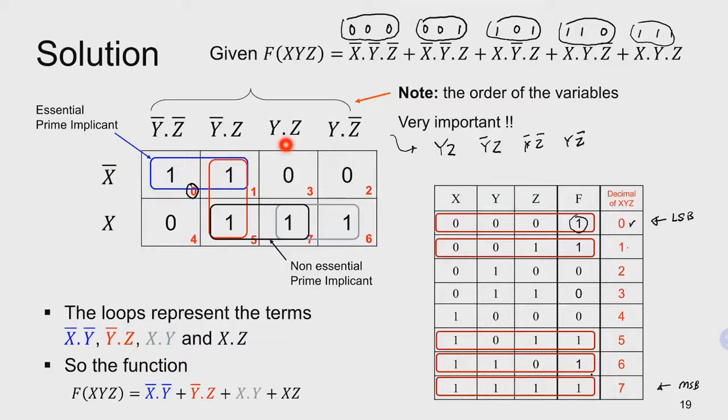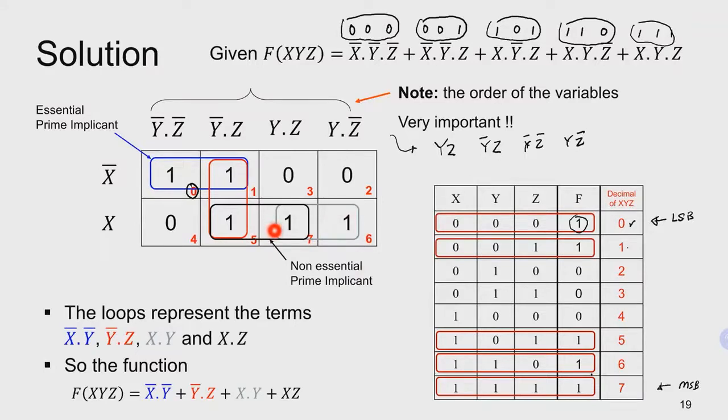So the next thing is to identify all the adjacent pairs of 1s or 4 ones if there is a possibility in this K-map. So in this one, we cannot draw 4 ones, so we can only draw pairs of ones. So here I have drawn one pair here, the blue one, and then there's a red one here, and then a black one here, and a slightly grayish one here.